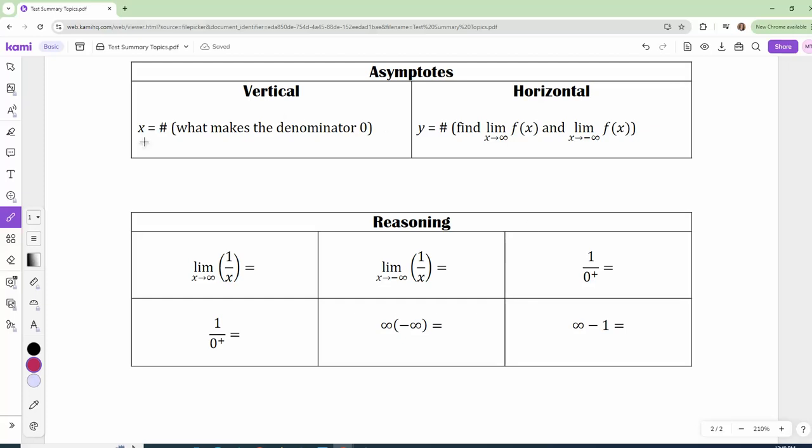Types of asymptotes: vertical is x equals a number, it's just whatever makes the denominator 0. Horizontal is y equals a number. You have to do both: the limit as you approach negative infinity and positive infinity.